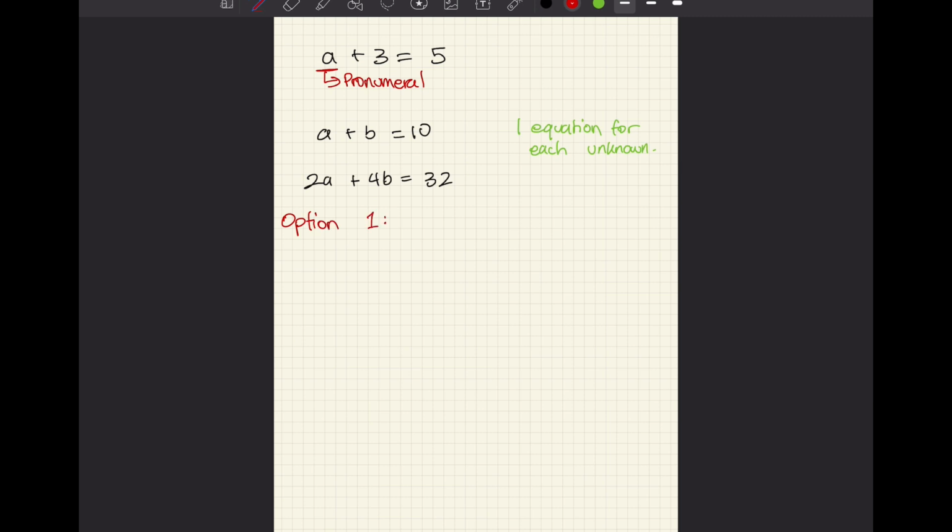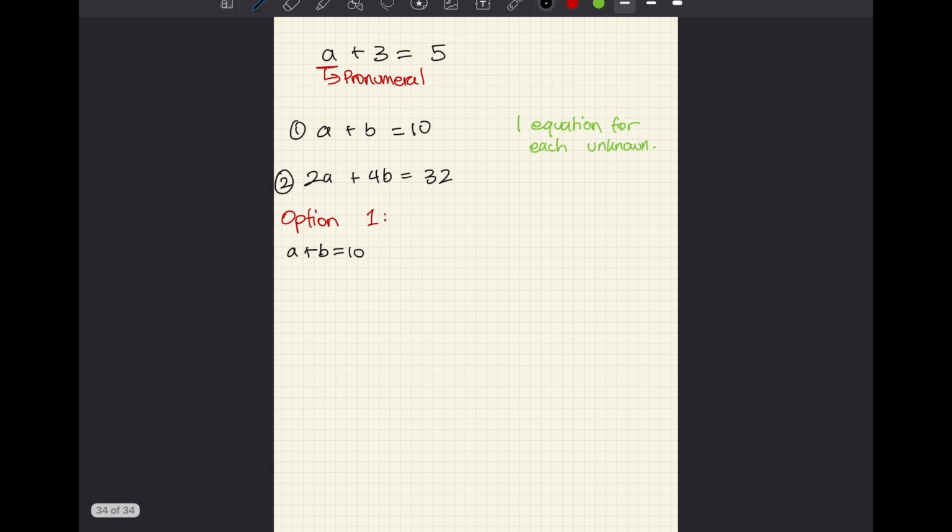So option 1, let's have a look at this top equation. So a plus b equals 10. We'll number this 1 and number this 2. So we can, using our rules that we learned in the last video, make a by itself. So a equals 10 minus b. So what I did was I minused b here and minus b here. So b minus b is 0, so that's plus 0, and 10 minus b is here. So a equals 10 minus b.